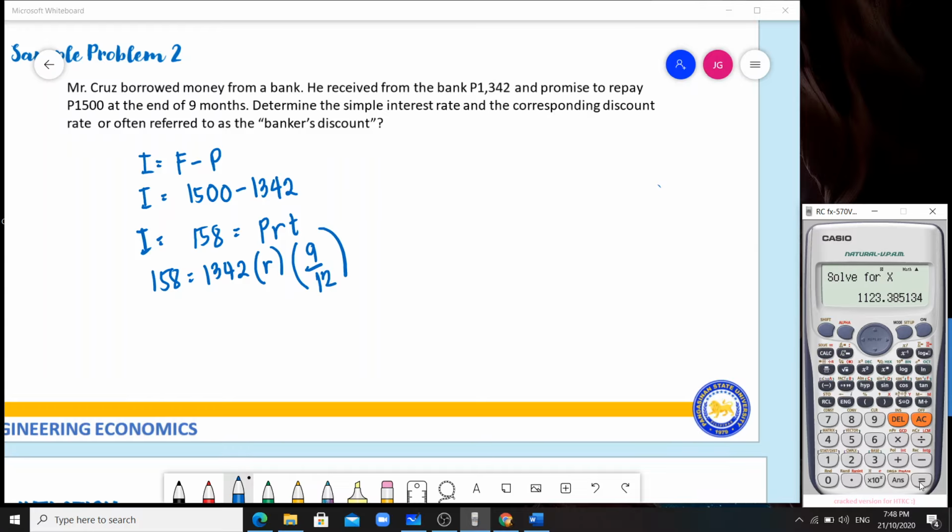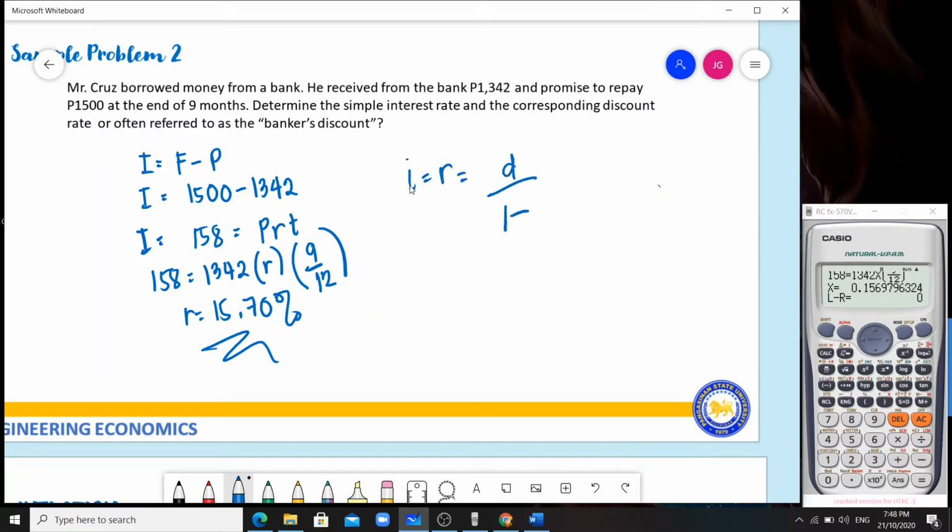Shift solve. So, we have 15.7. The rate here is 15.70%. Okay? Now, we can get the discount rate. Don't we have a formula, I or R, can also be D over 1 minus D? So, this is 0.1570. Our discount is 1 minus D.